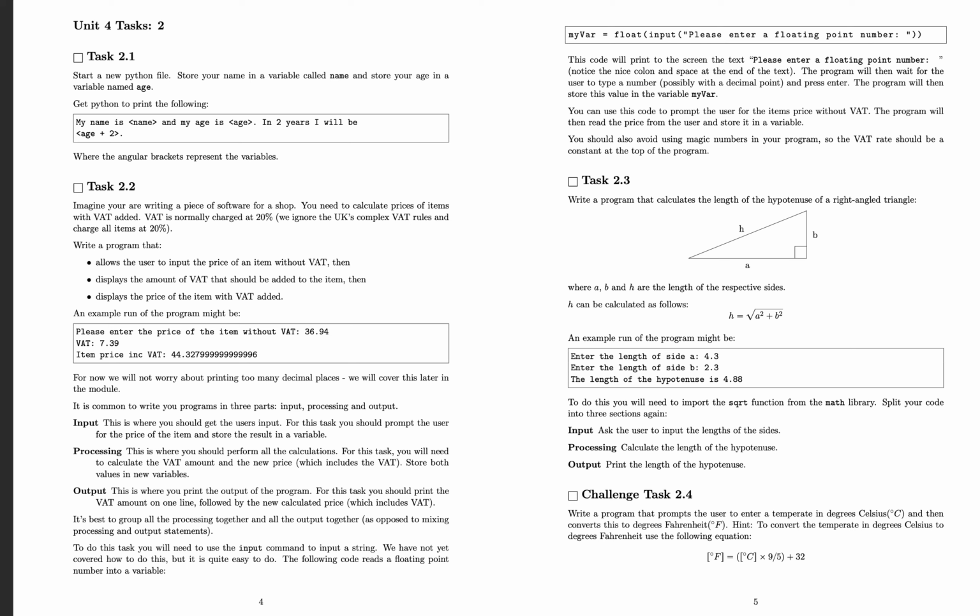You can use this code to prompt the user for the item's price without VAT. The program will then read the price from the user and store it in a variable. You should avoid using magic numbers in your program, so the VAT rate should be a constant at the top of the program. Okay, so we need to also use constants.